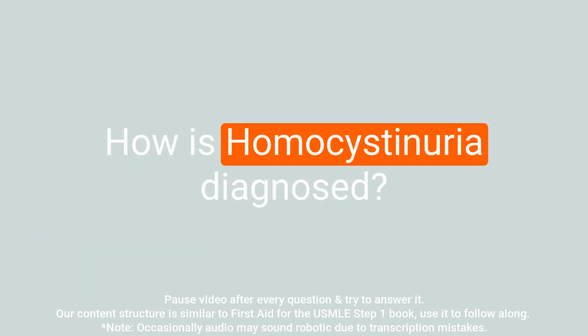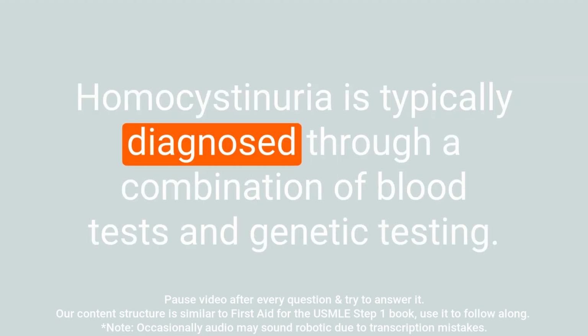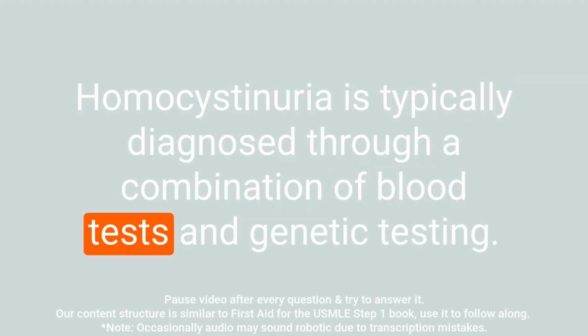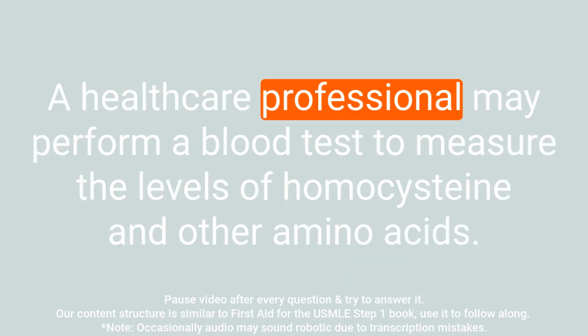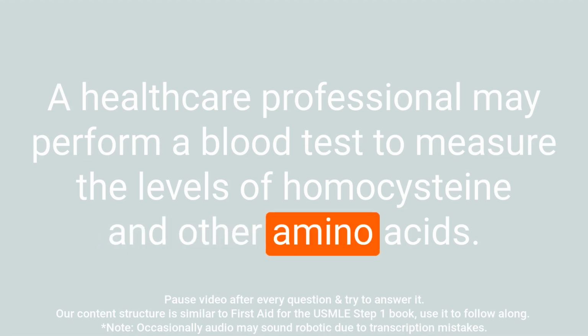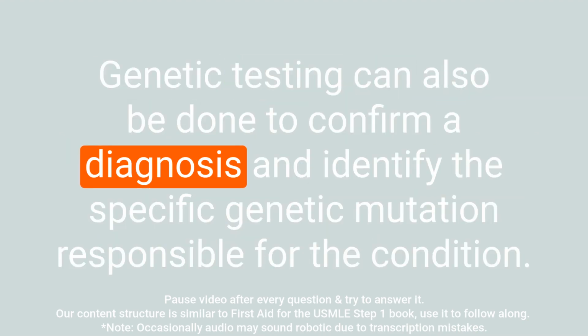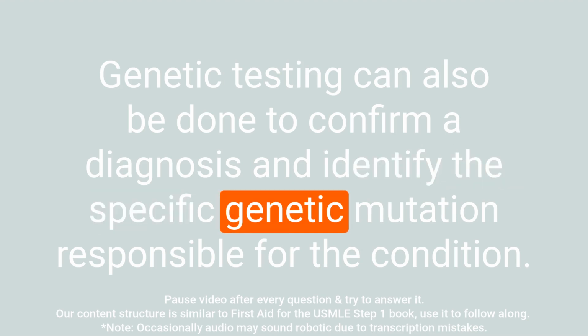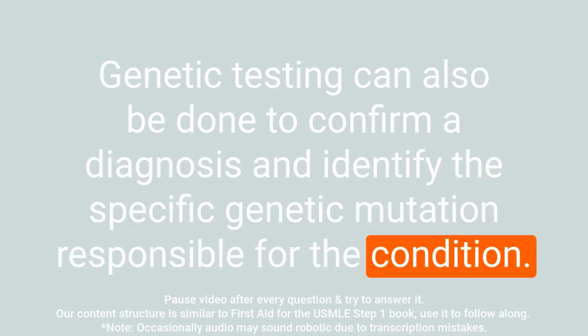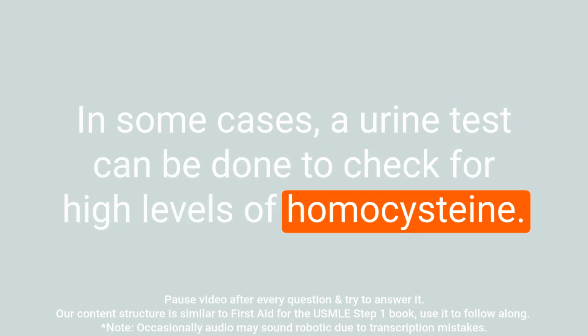Question: how is homocystinuria diagnosed? Answer: homocystinuria is typically diagnosed through a combination of blood tests and genetic testing. A healthcare professional may perform a blood test to measure the levels of homocysteine and other amino acids. Genetic testing can also be done to confirm a diagnosis and identify the specific genetic mutation responsible for the condition. In some cases, a urine test can be done to check for high levels of homocysteine.